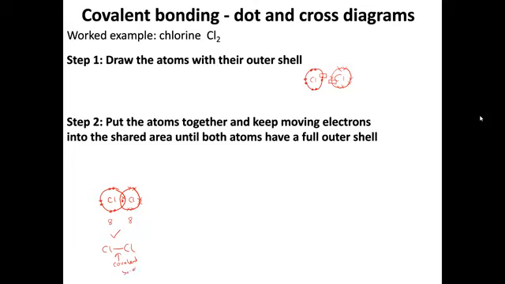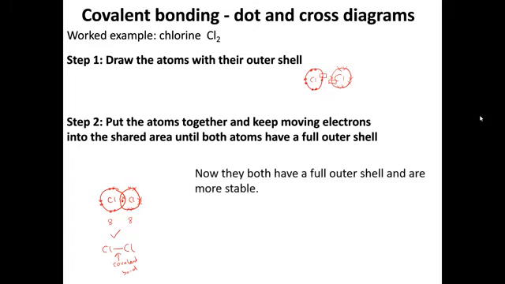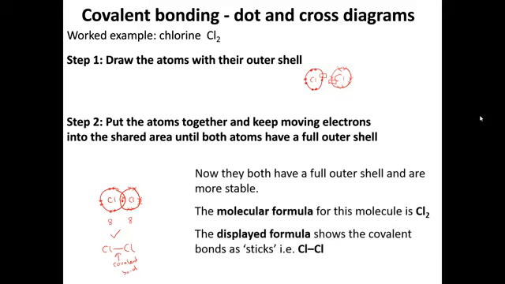Because sometimes we don't want to draw the whole diagram out. Okay, so they've now both got a full outer shell and they're more stable. So chlorine, if you find it as an element, is always Cl2, because as an individual atom, it's not stable, because it's only got 7 electrons in its outer shell. If I was to write the molecular formula for that, I'd write Cl2. Okay, and as I've just said, I can write the displayed formula, which shows the covalent bonds as sticks.